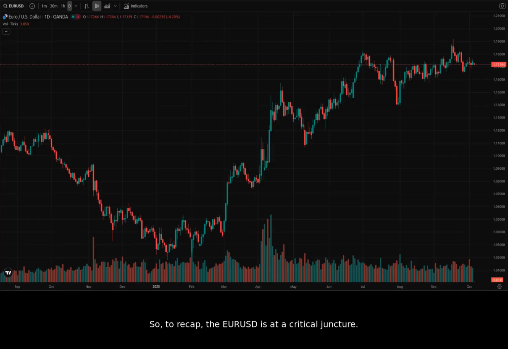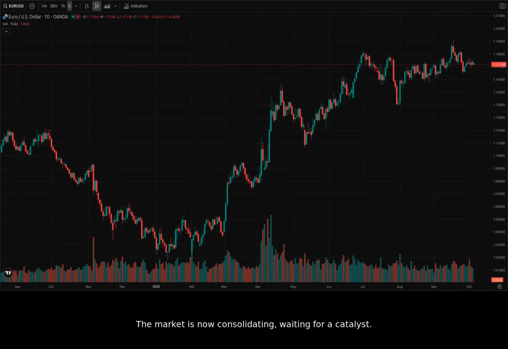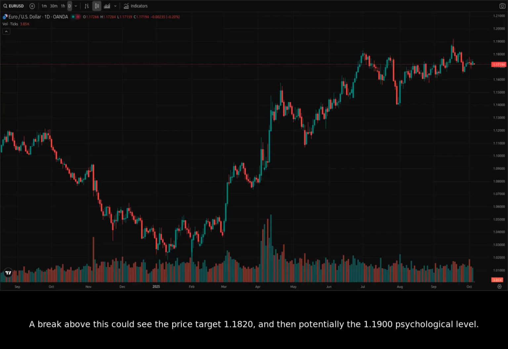So, to recap, the EURUSD is at a critical juncture. The long-term trend for 2025 has been bullish, but we are currently in a multi-week pullback from the 1.1918 high. The market is now consolidating, waiting for a catalyst. Here are the key price levels to watch. Immediate resistance is the 1.1750 to 1.1770 zone. A break above this could see the price target 1.1820 and then potentially the 1.1900 psychological level.